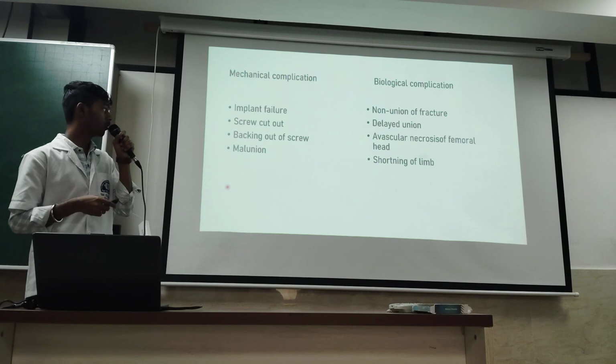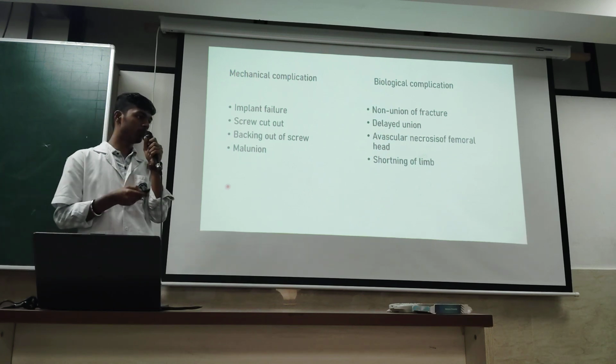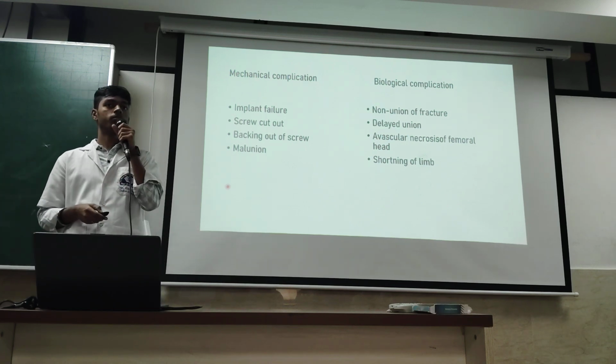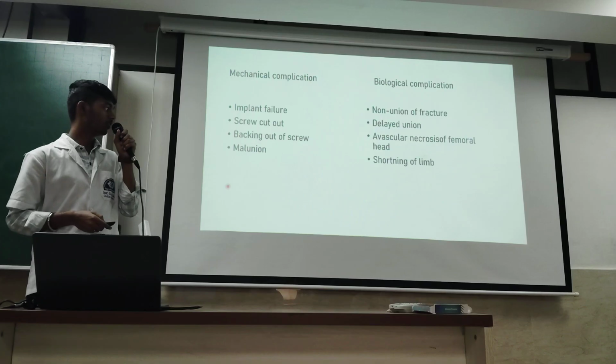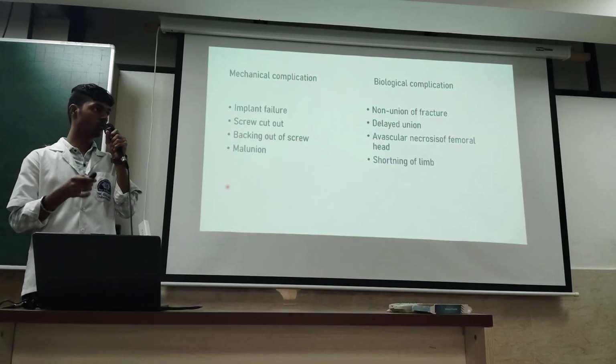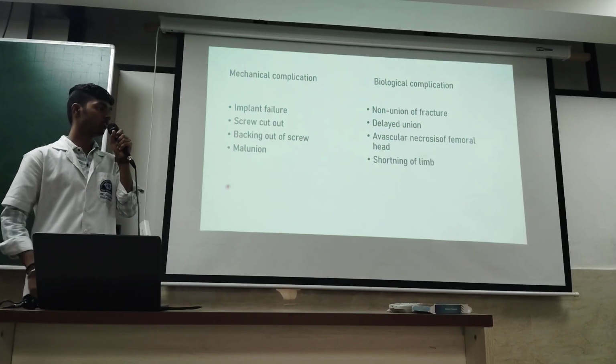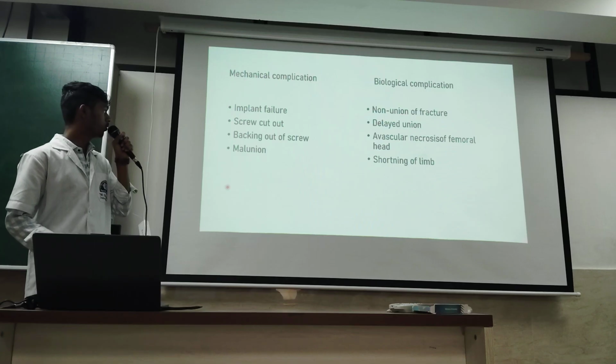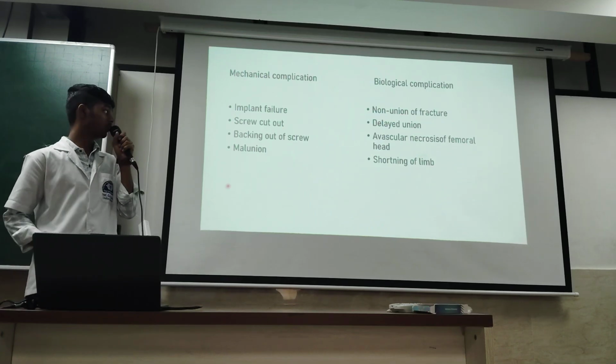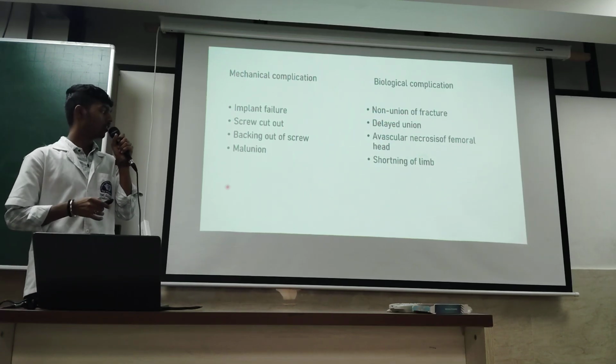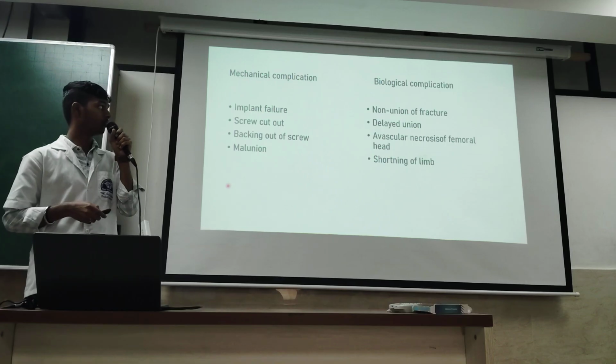And next is backing out of screw. This complication is the same as the previous complication. The surgical screw is loose and dislocated from its position. Fourth is malunion. In this condition, the fracture is healed but in an abnormal position.